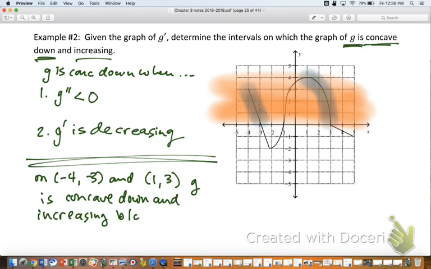Let's break it into pieces then. Why is G increasing there? Because G prime is positive. I think it is best practice, I really do, to reason from the information that you're given. G prime is decreasing. So G prime is positive and G prime is decreasing. That defines G being increasing and concave down.